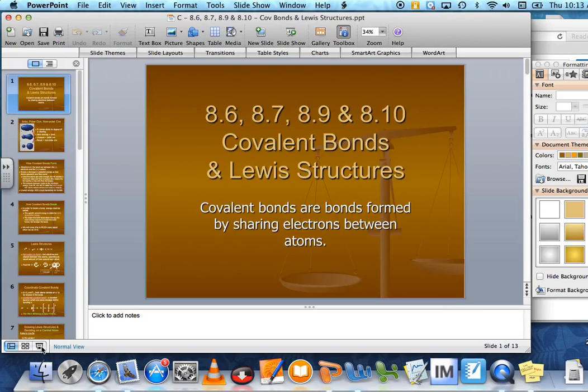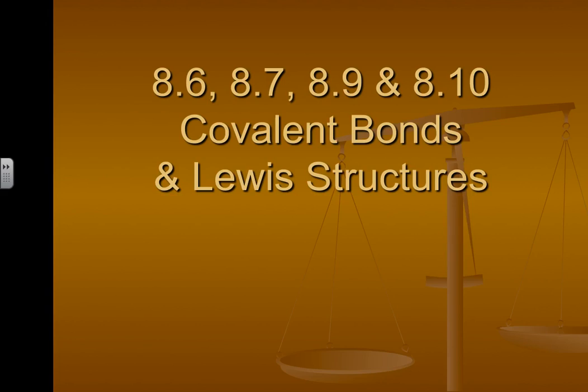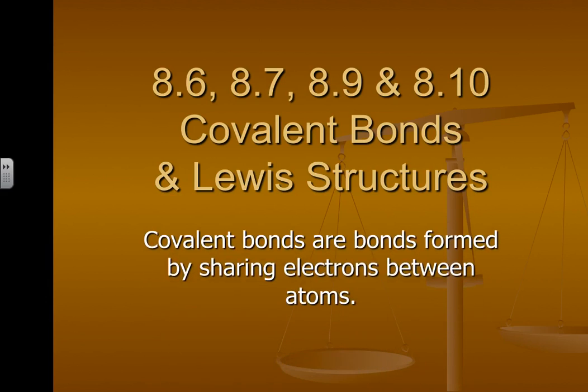We have talked about ionic bonds. We have talked about metallic bonds. That leaves one: covalent bonds and Lewis structures. Covalent bonds are formed in a very different way. Ionic bonds are going to be positives and negatives attracting. Metallic bonds are the whole sea of electrons thing. And now covalent bonds, in which we share electrons between atoms.